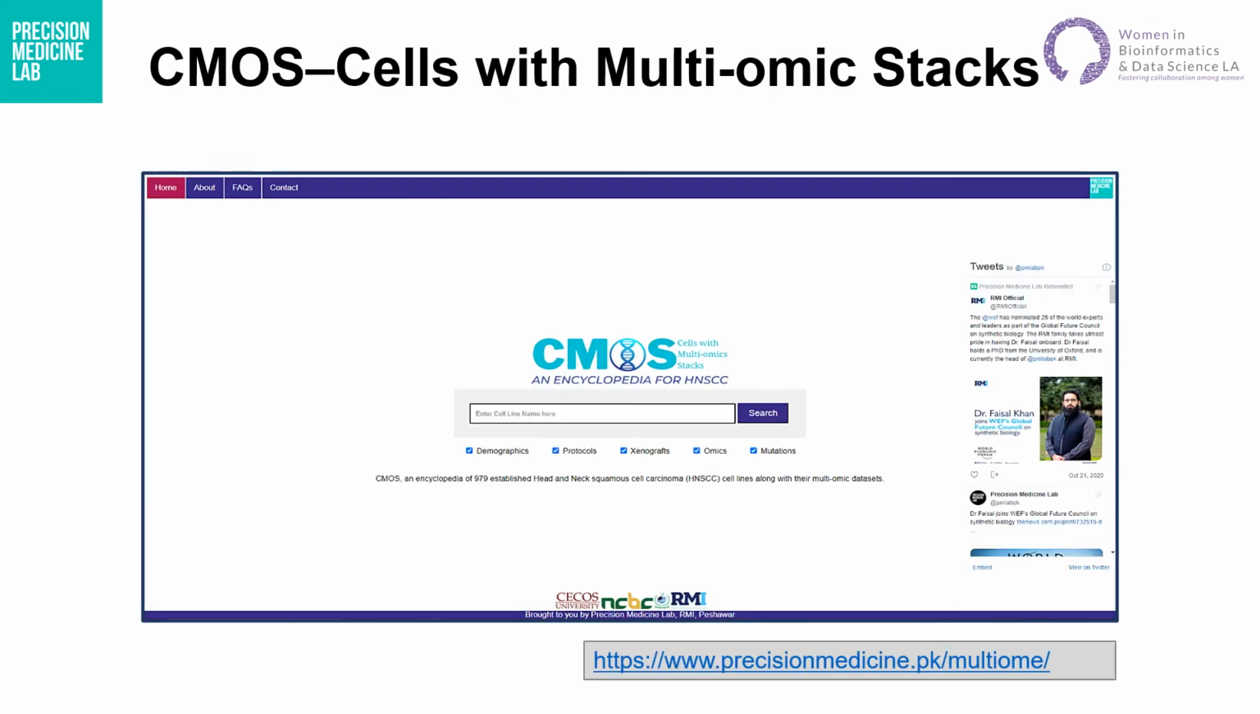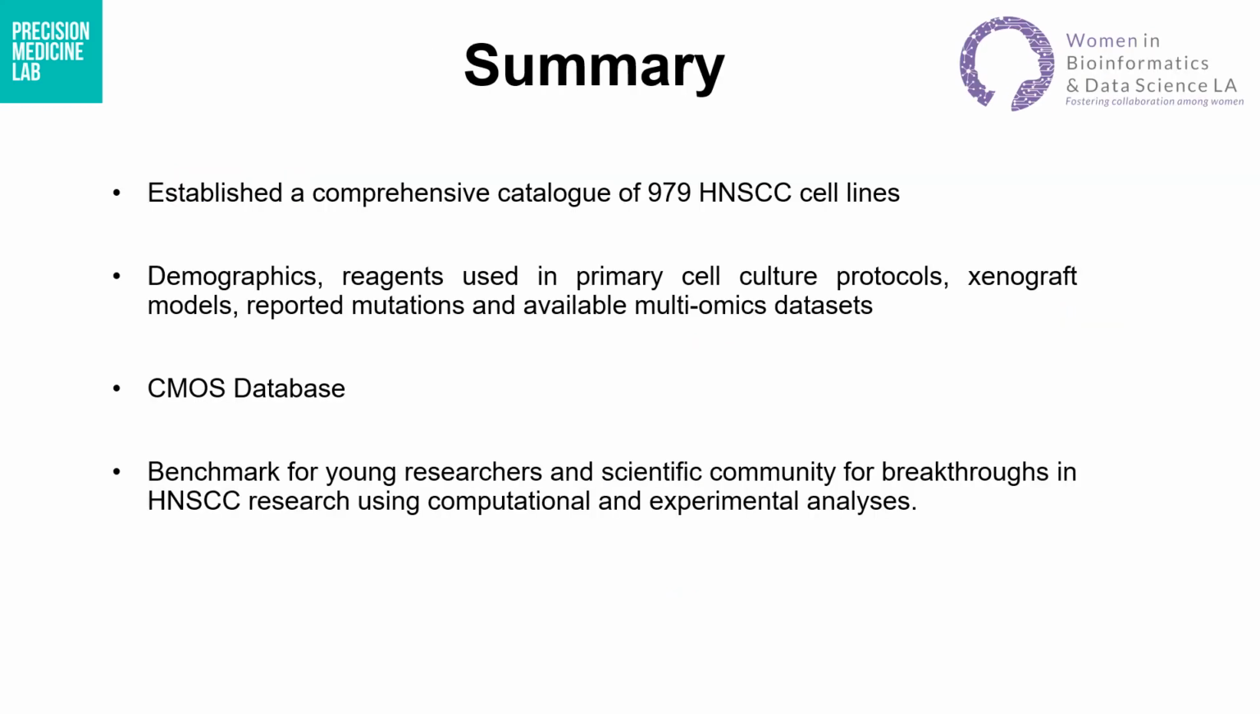And once we collected all that information on HNSCC cell lines, we shaped it into cell lines with multi-omic stacks, which is a database that we called CMOS, and it can be accessed through the given link. So we established a comprehensive catalog of 979 HNSCC cell lines. We collected data on the demographics, reagents used in primary cell culture protocols, xenograft models, reported mutations, and all the available multi-omic data sets out there.